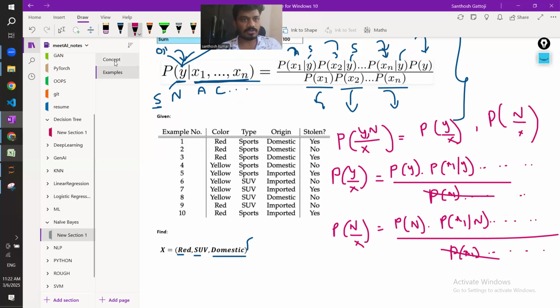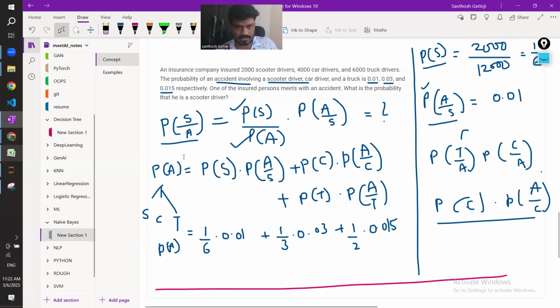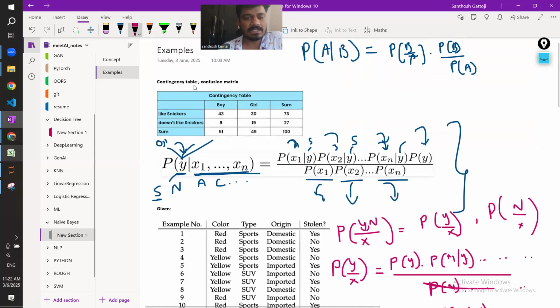In the previous example also we saw that the denominator is common. Even for C or T also, the P of A is common. So here we are comparing, so we don't need this. They cancel each other. Agree? So now to calculate, we need P of Y times each of the feature probabilities given Y, and P of N times each of the feature probabilities given N. To do this, we have a small concept called a contingency table.